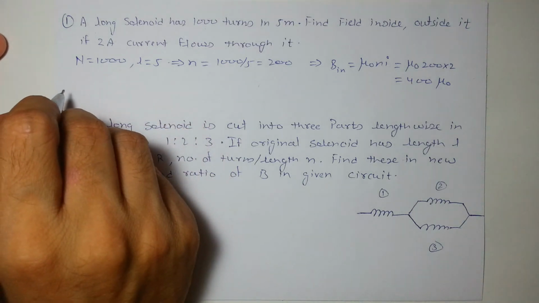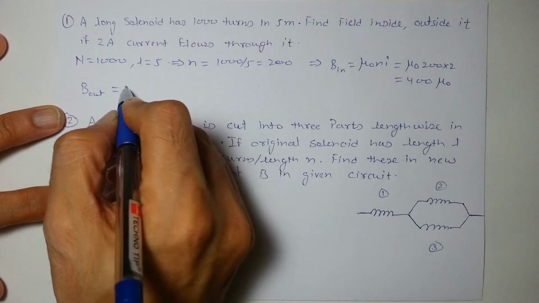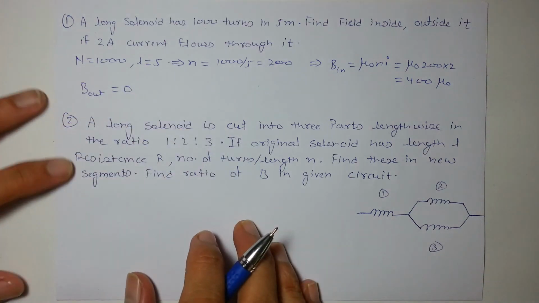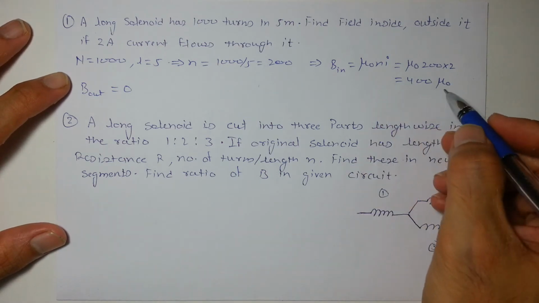And B outside, as we know B outside is 0 for a long solenoid and B inside is uniform throughout the solenoid.